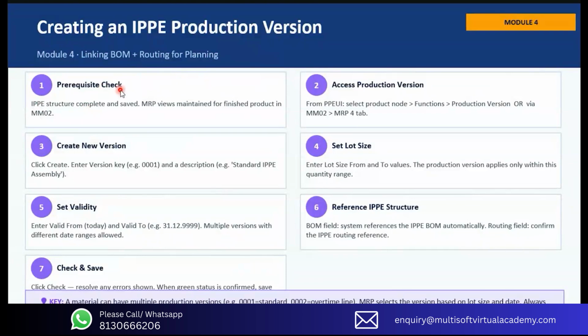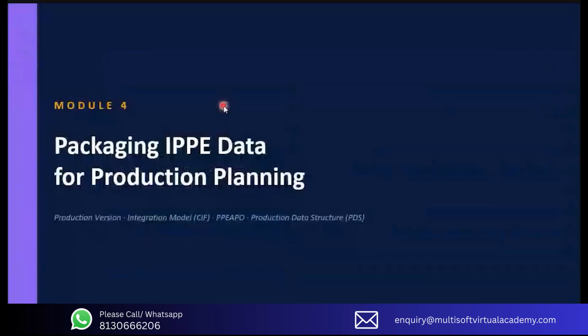So first of all, prerequisite check. What is required to create a production version? The IPPE structure is required, complete and saved. So this is what we did in our previous session.